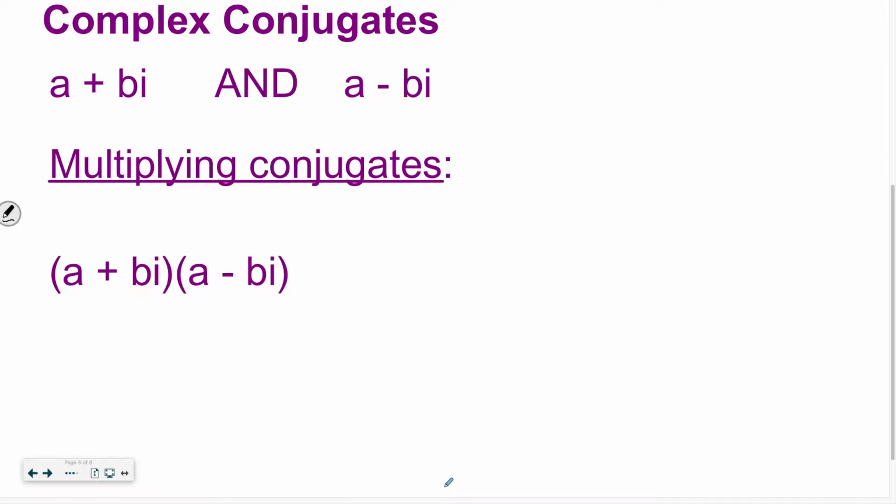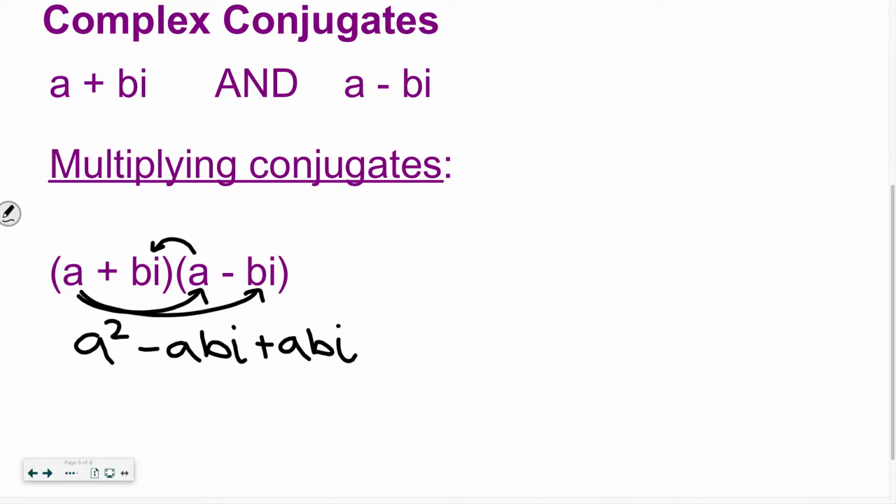A plus bi times its conjugate a minus bi. Who cares what the numbers are? What will we get? A times a is a squared. A times negative bi is negative abi. A times bi is plus abi. You have to be careful on the last one. Bi times negative bi, that's a positive times negative, so it's a negative. B times b is b squared, and i times i is i squared. So it's a negative b squared i squared term.